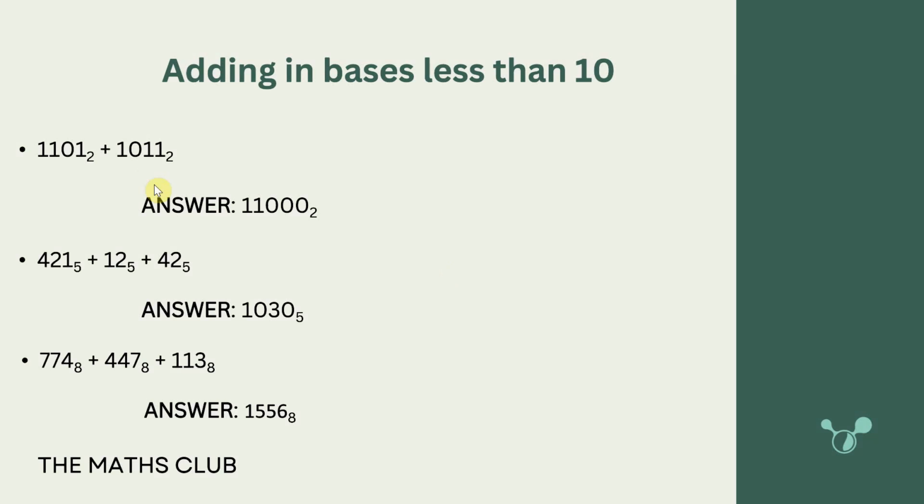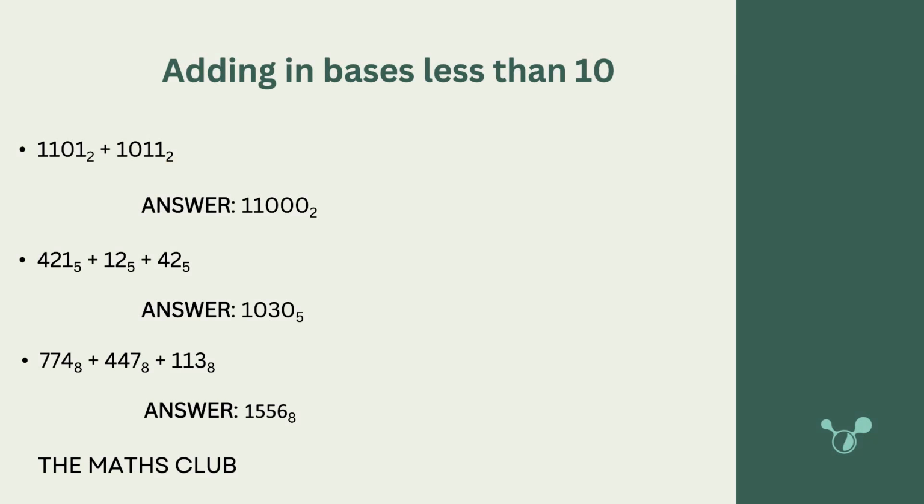So we've talked about adding in bases less than 10, but you've noticed something. All of the bases here were uniform: base 2, base 2, base 5, base 5, base 5, and all of that. So in the next video, we're going to talk about where there is a mixture of bases. For example, let's say this is base 2 and this is base 8. So how are we going to do that? We'll touch on that in the next example.